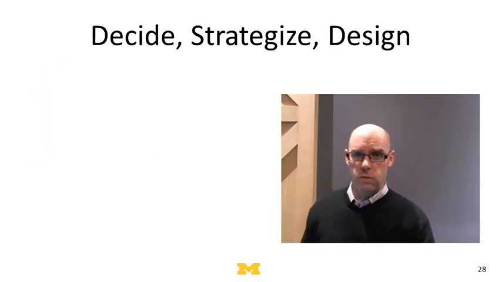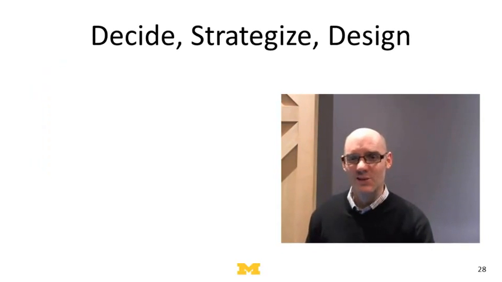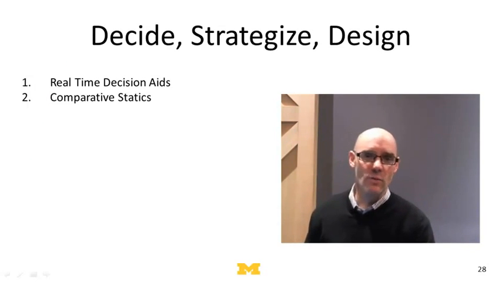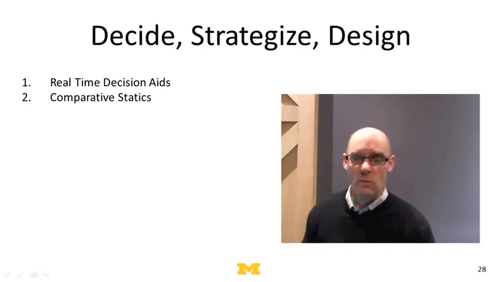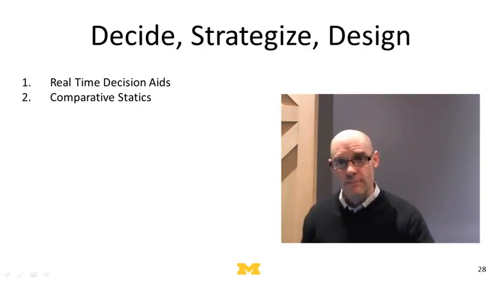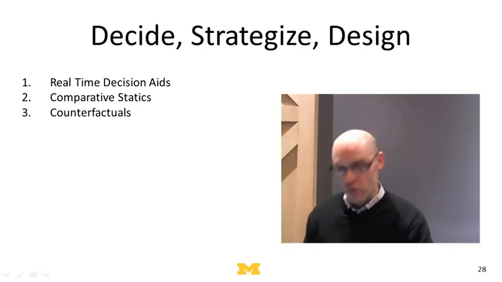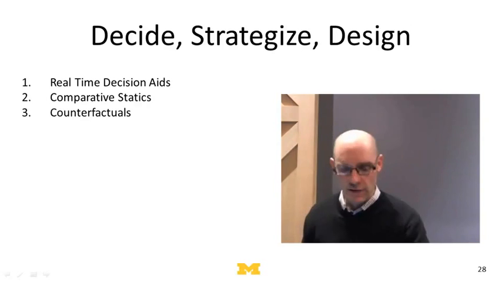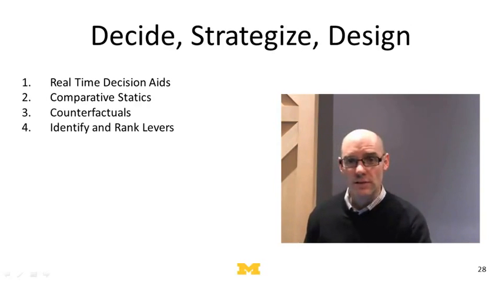Okay, we've covered a lot, so let's give a quick summary. How can models help us? The first thing they can do is be real-time decision aids. They can help us figure out when we intervene, when we don't intervene, and what choices we make. Second, they can help us with comparative statics. We can figure out what's likely to happen if we make this choice. Third, they can help us with counterfactuals. After we've done a policy, we can run a model to think about what would have happened if we hadn't chosen that policy.